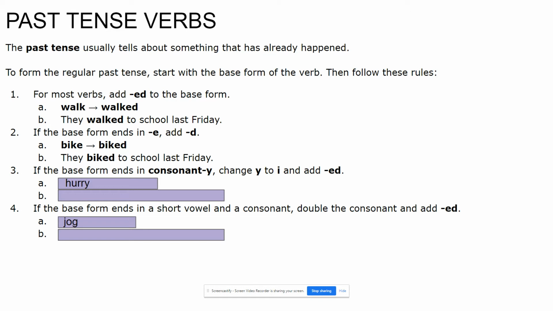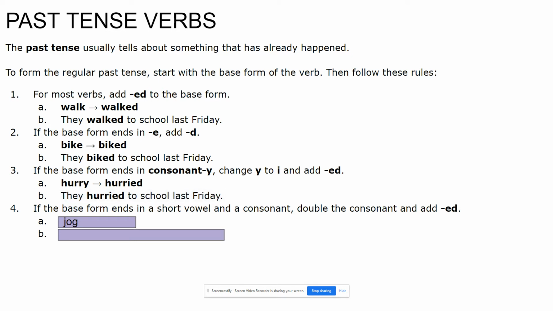If the base form ends in the consonant y, you're going to change the y to an i and add ed. So hurry, you drop the y, add an i and ed, it becomes hurried. They hurried to school last Friday.